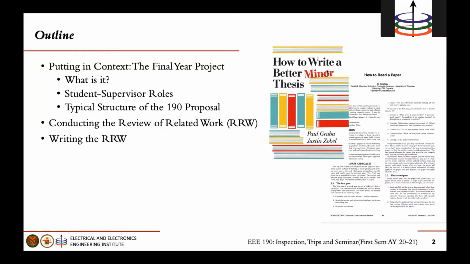Okay. So the major references for this is, as I mentioned, yung book by Paul Graba and Justice Zobel, How to Write a Better Minor Thesis. Justice Zobel is actually a computer scientist. So I particularly like this reference because of the fact that the author themselves come from a similar field as mine. Okay. And How to Read a Paper is also written by S. Keshav. For those of you who may be familiar with Keshav, he's the textbook author. He's the author of a computer networking book that we've been using for a textbook for a long time.